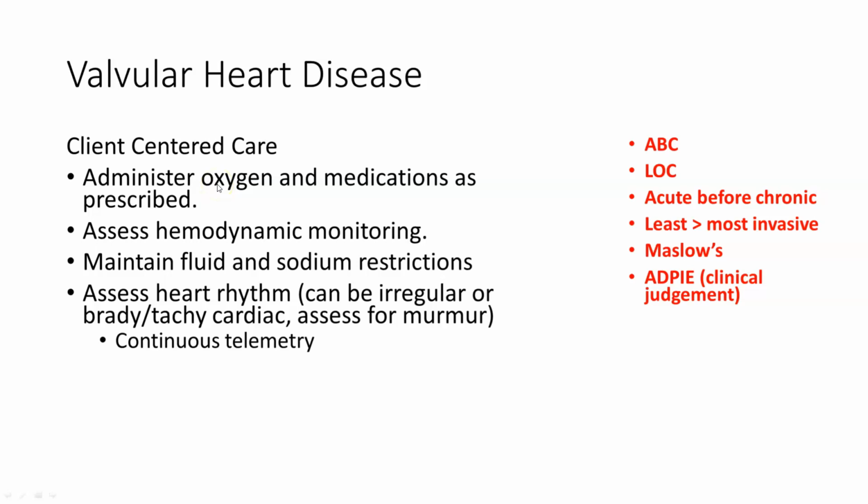Since it's a problem with decreased cardiac output, I want to make sure that we're giving supplemental oxygen. I want to make sure that we're assessing vital signs, that we're assessing pain, that we're using OPQRST. If it's an issue with too much volume, we can do fluid restrictions and sodium restrictions. We're going to make sure that they're on telemetry, because hypoxia can cause dysrhythmias. Again, we're going to look back at our airway, breathing, circulation, changes in LOC, acute before chronic, least invasive to most invasive, Maslow's and ADPIE. We're going to look back at our clinical judgment.